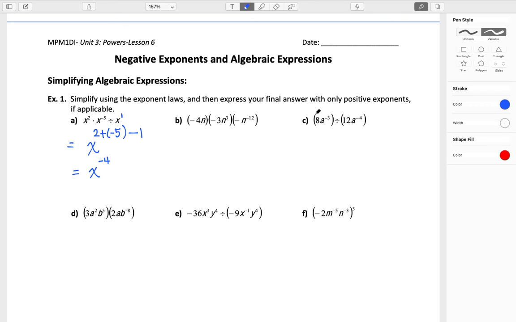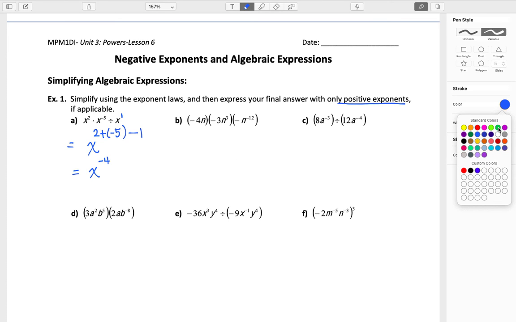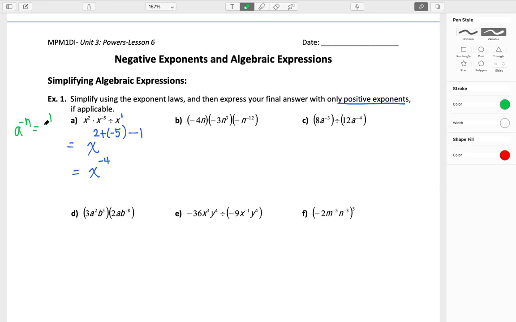But we don't like negative exponents. We have to put it in positive exponent. Using the exponent law we learned before, a to the negative n is equal to 1 over a to the n. So I'm going to flip x, take the reciprocal, so it's 1 over x, and negative 4 finally becomes x to the 4. You could write it like this, or you could write 1 over x to the 4. It's the same thing.